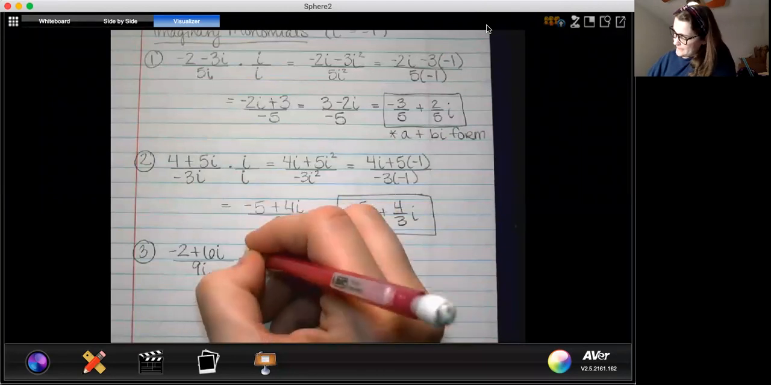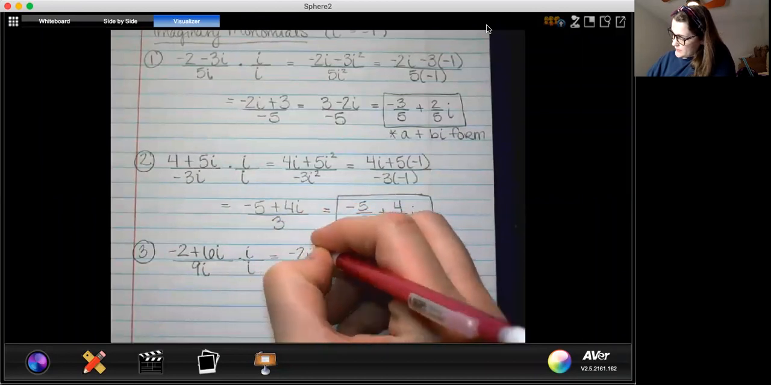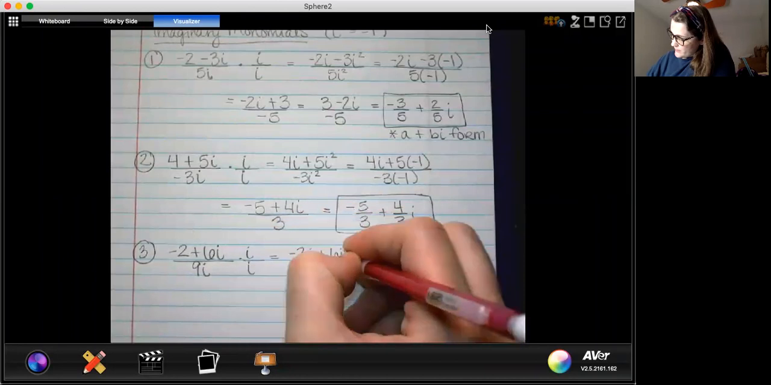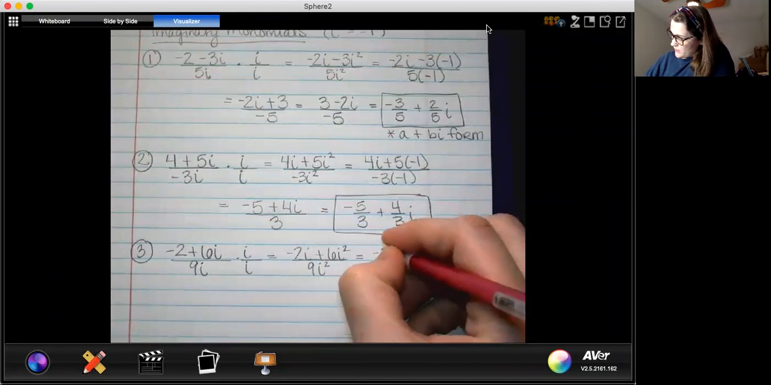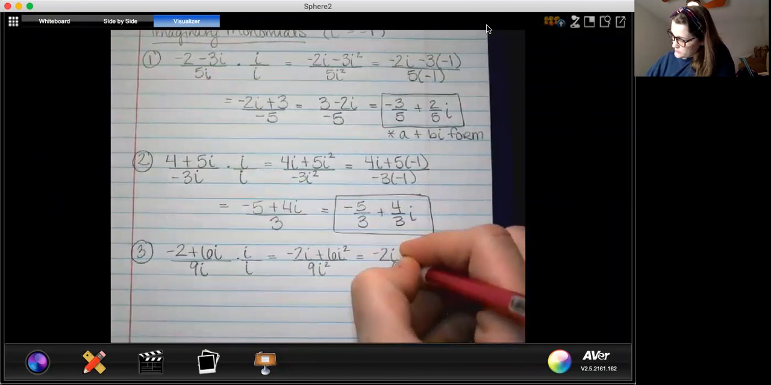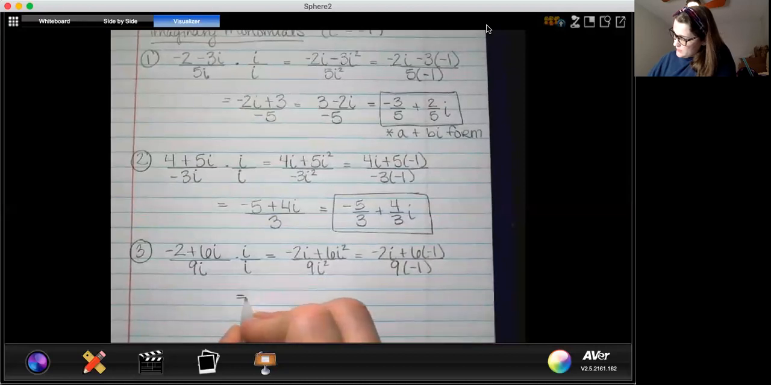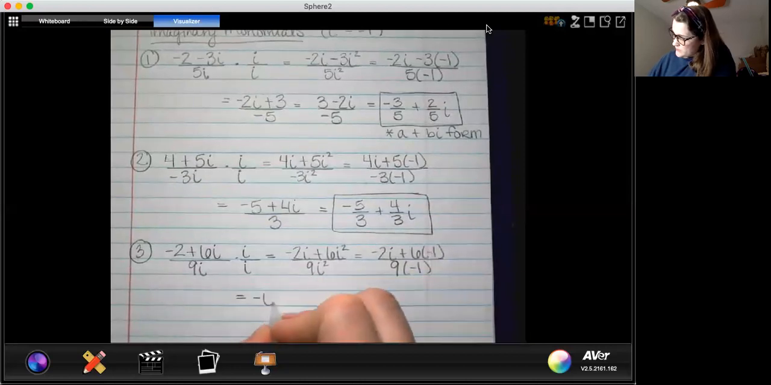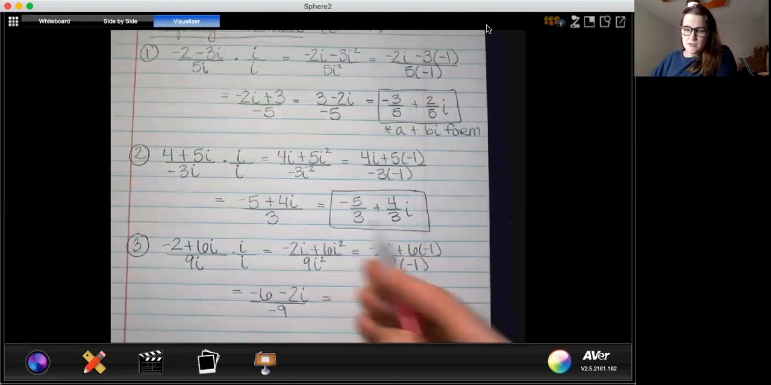So multiply by i, top and bottom, -2i plus 6i squared divided by 9i squared. Substitute in our -1, which must be shown, and then rewrite it. So we know 6 times -1, -6 can be brought to the front. 9 times -1, -9. And then we're going to change this into a plus bi format.